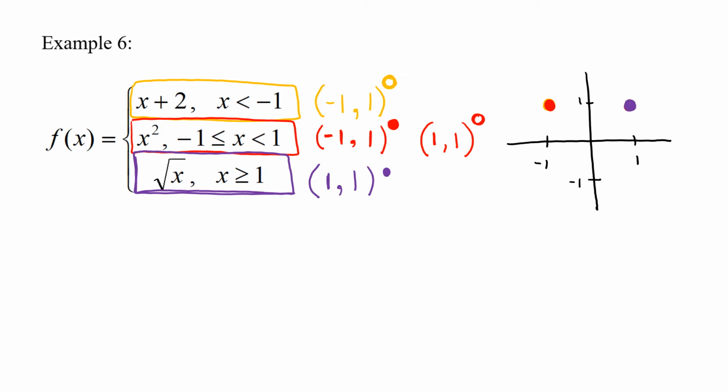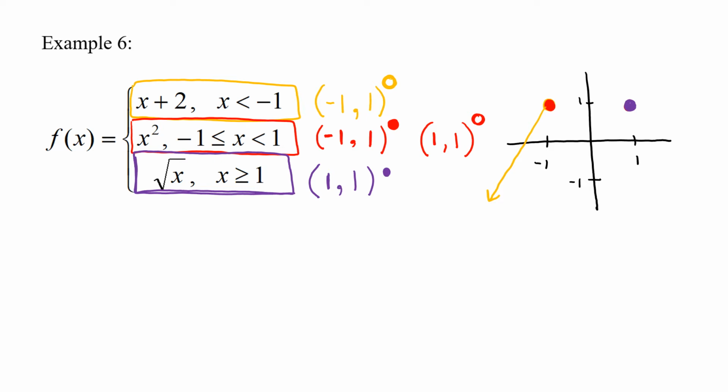And then I can sketch each of these pieces. So I have my x plus 2. I already know this point is here, and my slope is 1. So I have another point going down. It's doing something like this. I know it's an increasing function.